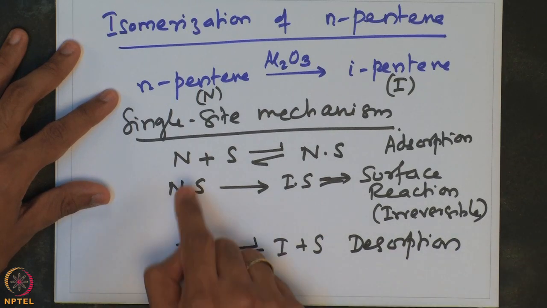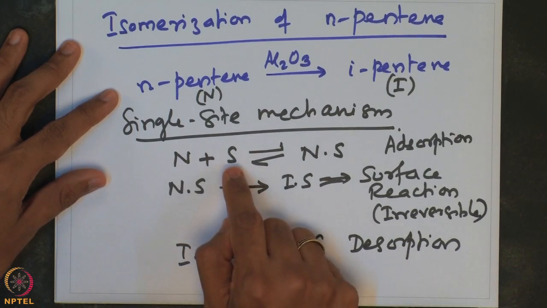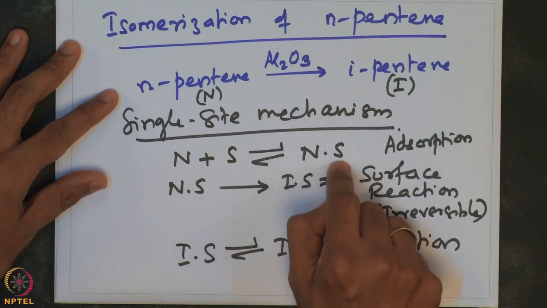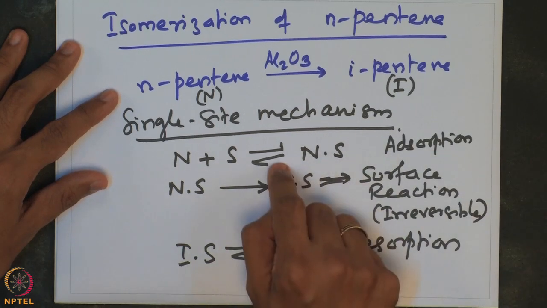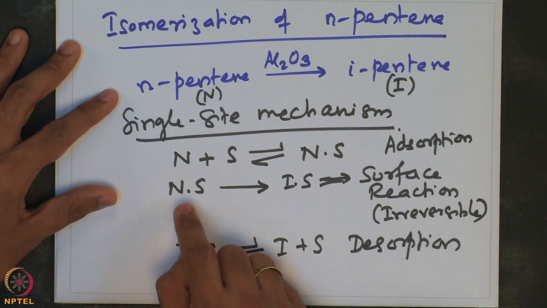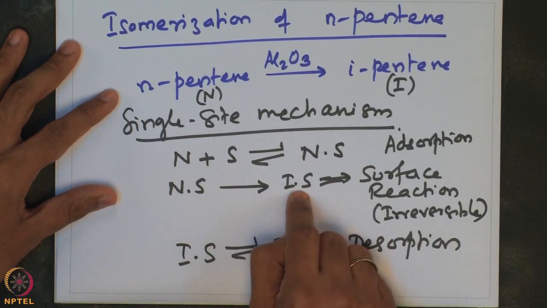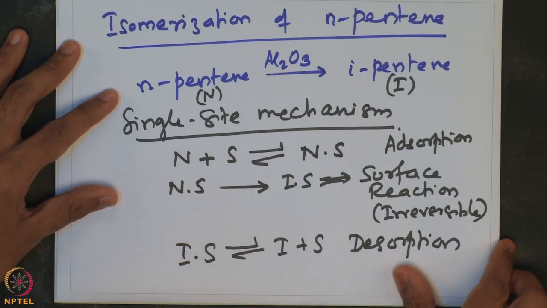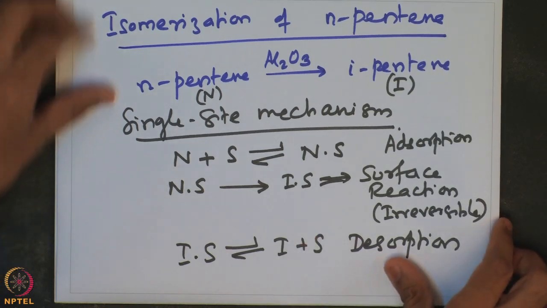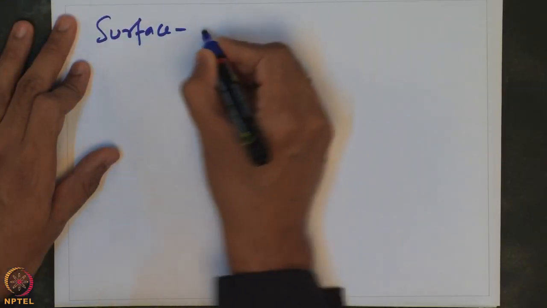So, we assume that the N-pentene interacts with the active sites and forms the bound species N·S, and this adsorption step is reversible. The adsorbed species irreversibly undergoes a surface reaction, and then the adsorbed product species IS reversibly desorbs from the active sites, leaving the active site free. So, let us look at how to synthesize the rate law for this particular case. Let us assume that surface reaction is rate controlling.